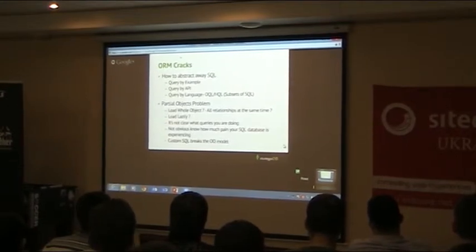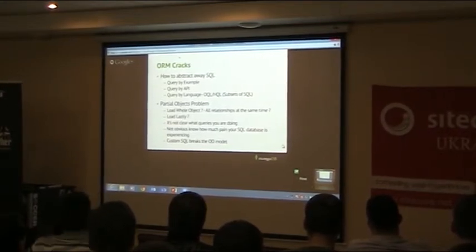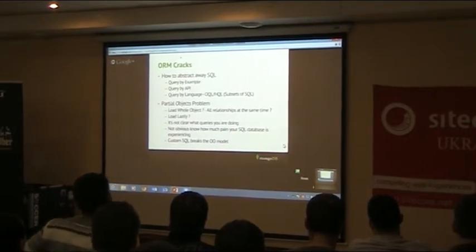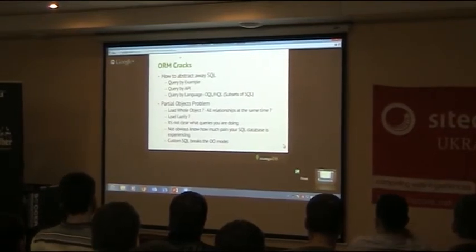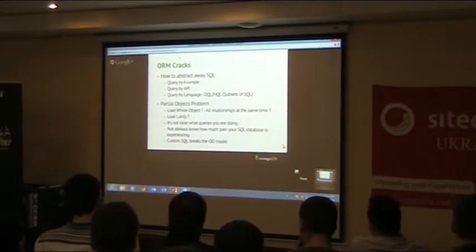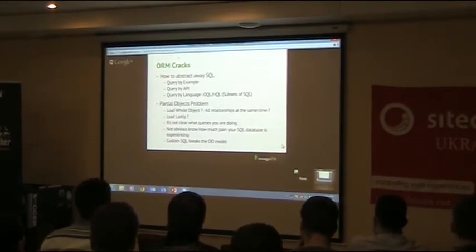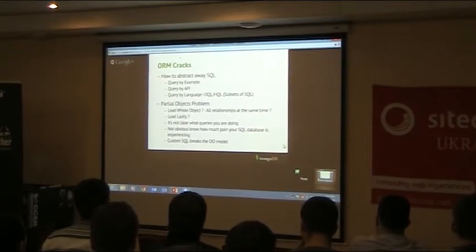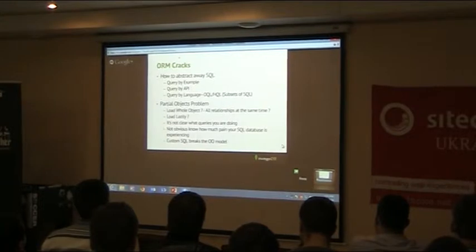And one of the more complex parts is, how do you deal with partial objects? If I have a complex relationship mapped in my code, do I load all those relationships up? Do I load all the many-to-many parts up? Or do I wait until I call them? Do I load them up lazily? And sometimes it's not really clear how many queries or how much pain you're putting your database in.